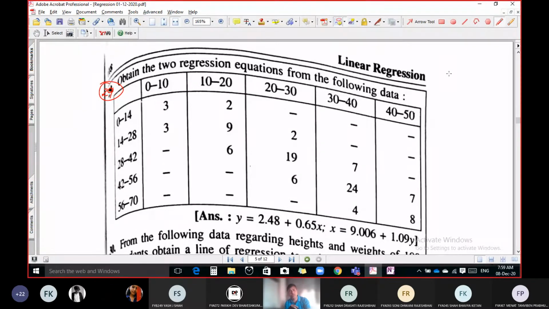Now see question number 29. This is slightly different from 12th standard. The question is: obtain the two regression equations from the following data. Now we have some data here. Now see what this is. Let us first discuss the meaning of this data, and then we will find the regression line.